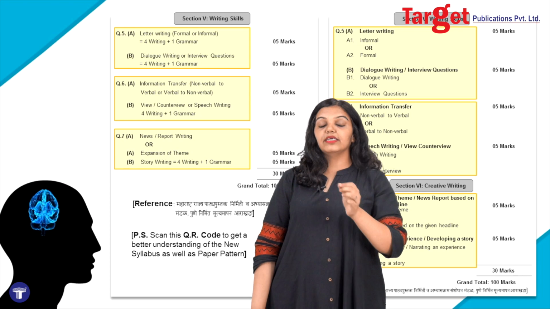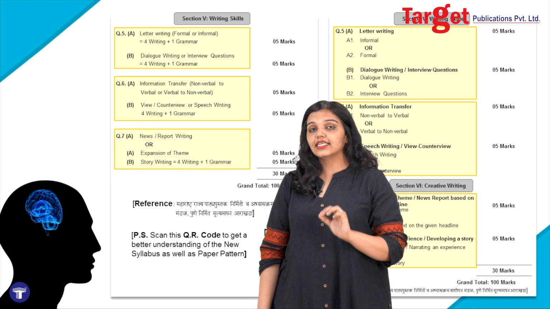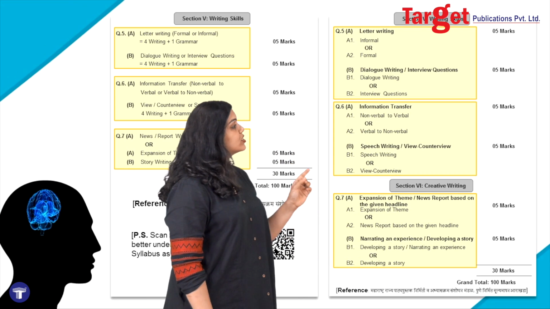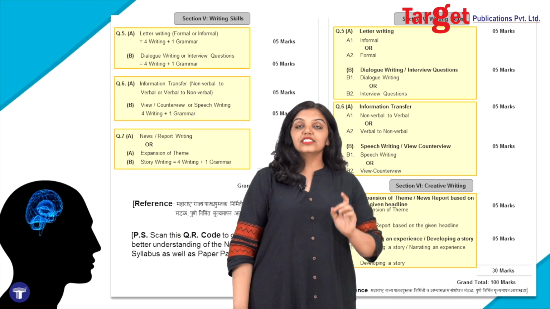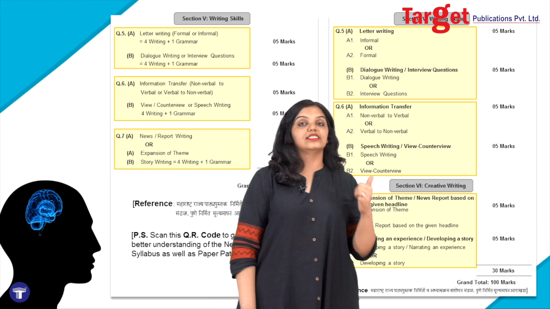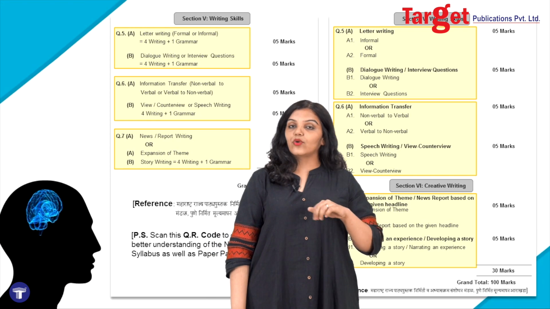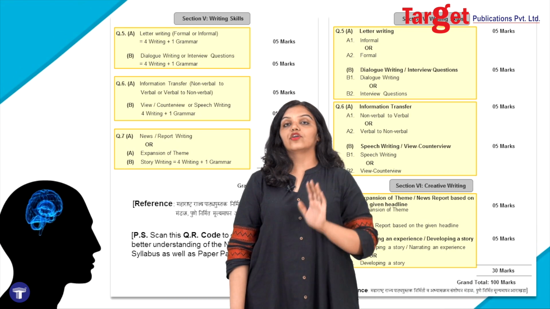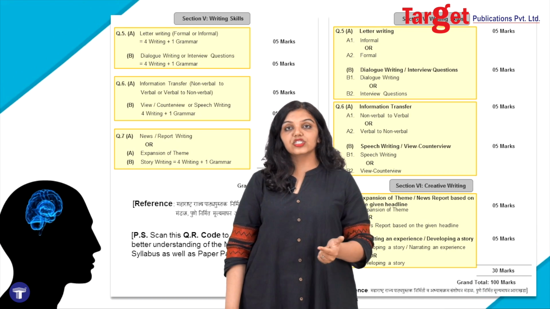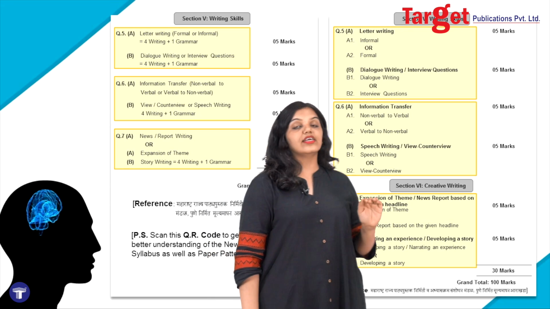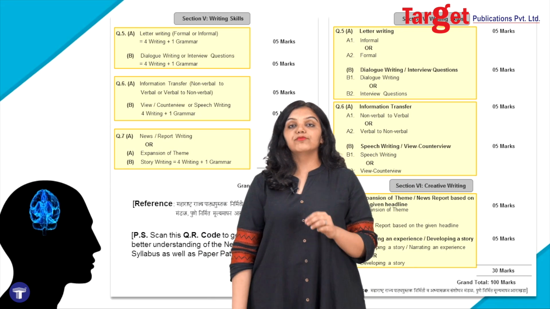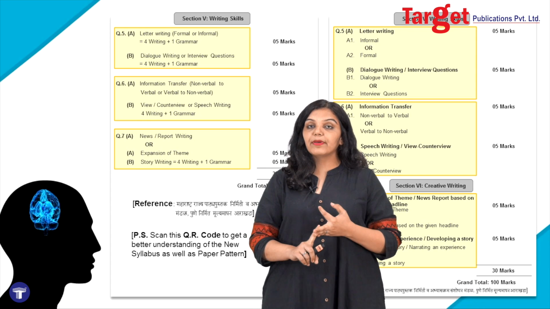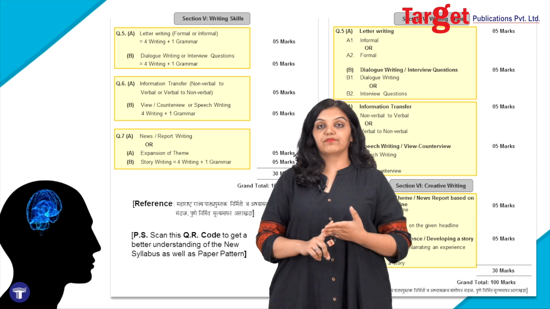Now for the Marathi medium students, the changes in the English subject are almost all the same. The only difference is in question 5B. The options in question 5B are between a dialogue and a speech. You don't have any interview questions and you don't have any view-counter-view questions. Your options are between dialogue and speech. And finally, you also have in question 6B an option between expanding an idea, narrating an experience, or developing a story, or writing a descriptive essay.